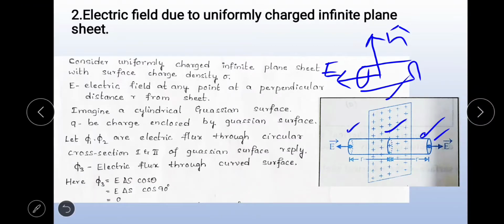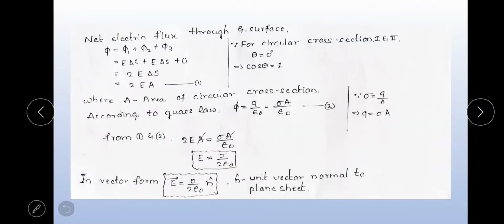So here the angle between the unit vector drawn to the curved surface and the electric field intensity at that point is equal to 90 degree. Hence cos 90 degree equal to 0. So phi 3 equal to 0. Now net electric flux through the Gaussian surface equal to phi 1 plus phi 2 plus phi 3. Here phi 1 and phi 2 are electric flux through the first and second circular cross sections. For that we write E into delta S, again plus E delta S, plus 0.